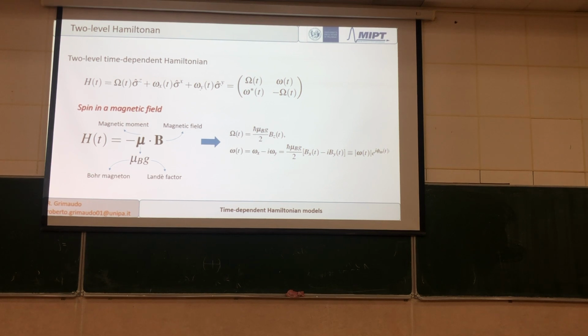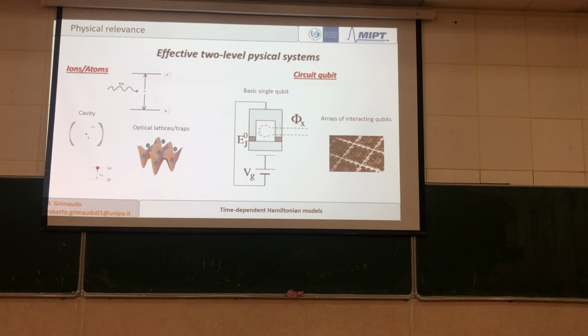But of course, a spin 1/2 particle immersed in a time-dependent magnetic field is just one physical system describable by the time-dependent two-level Hamiltonian. Indeed, as we know, in physics we have a lot of physical systems which can behave effectively like a qubit, that is, as a two-level system. For example, these two physical scenarios are the most important ones. We can have ions or atoms trapped in a cavity or in optical lattices.